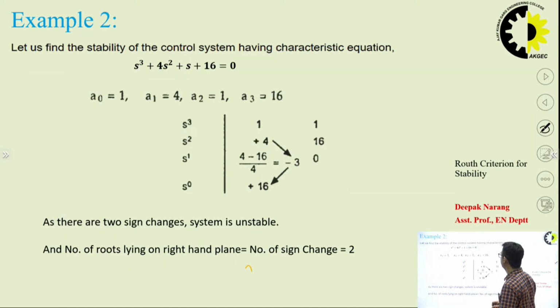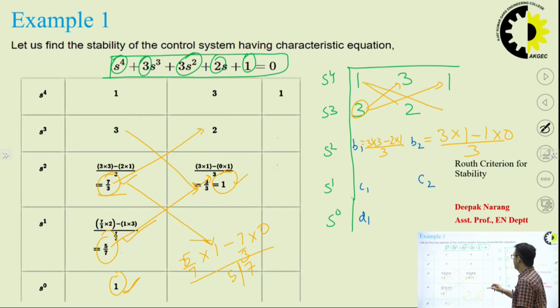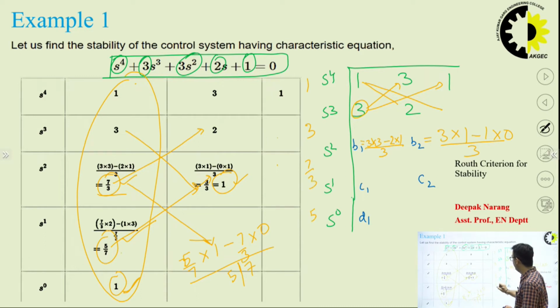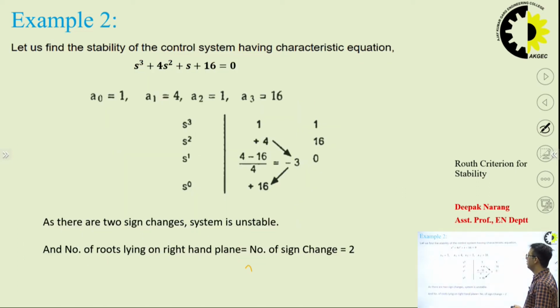After forming this array, we can see there is no sign change in the first column. We are obtaining 1, 3, 7 by 3, 5 by 7 and 1. All the coefficients of this first column are positive with no sign change. So we can say this system is a stable one.